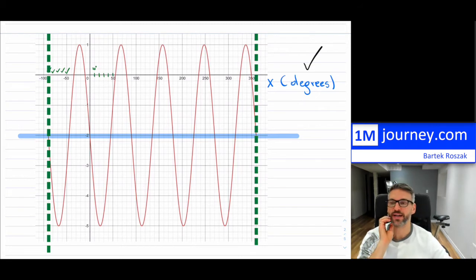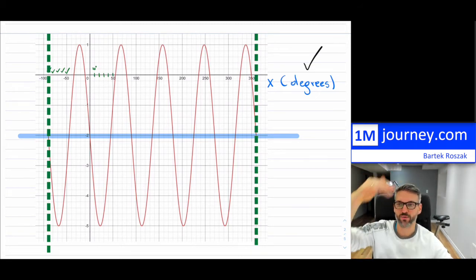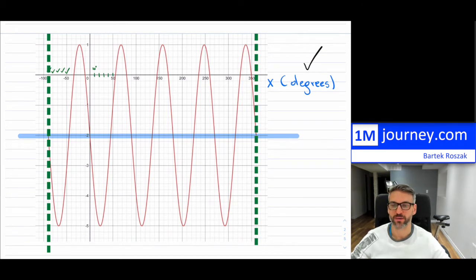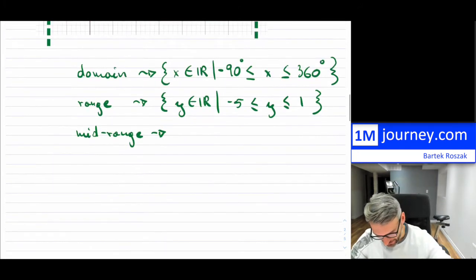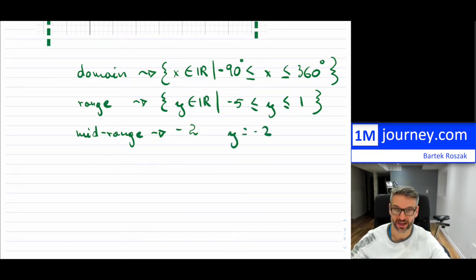Now the reason why I want that is because then I can easily take out the amplitude. I know how big the amplitude is. So notice 1 minus -5 is going to be 6. 6 divided by 2 is going to be 3. So my amplitude looks like it's going to be 3. And my mid-range, notice it's right there, it's -2, which would have been 1 plus -5, so that's -4 divided by 2, which is -2. So that's the mid-range or the midpoint. So y is equal to -2 would have been the equation of that axis.